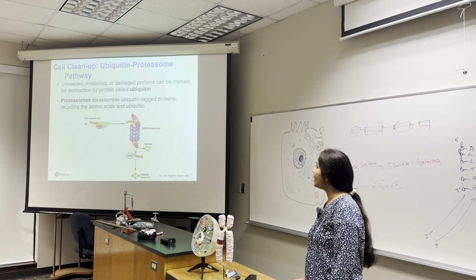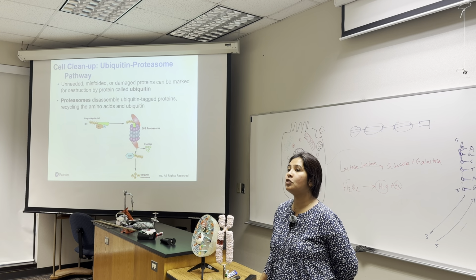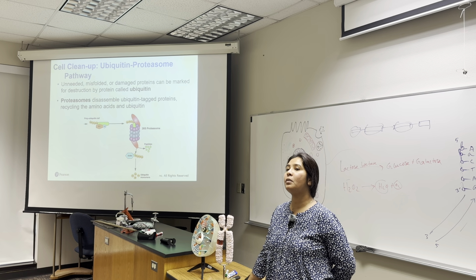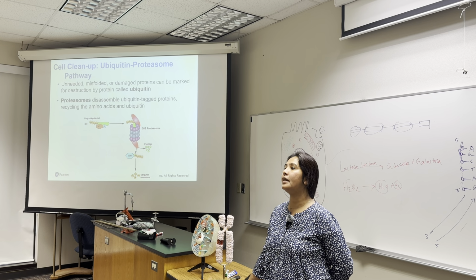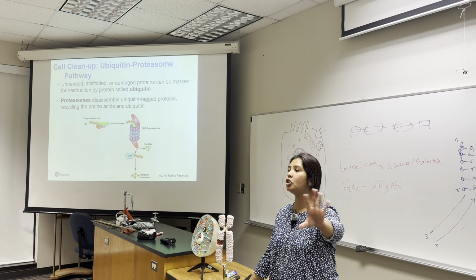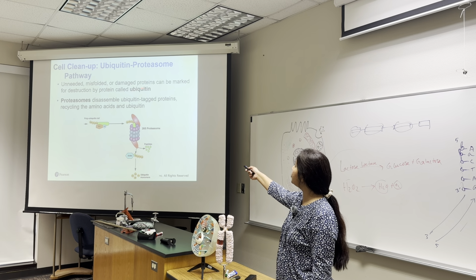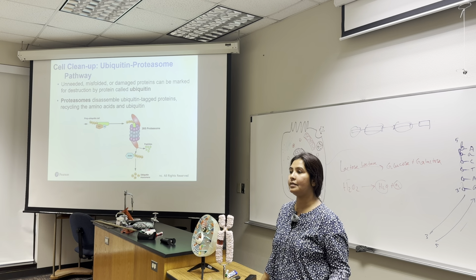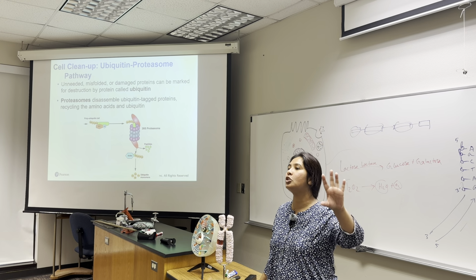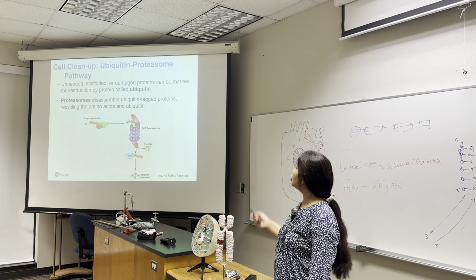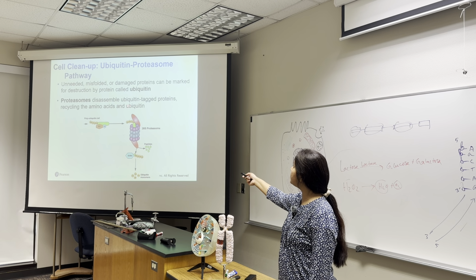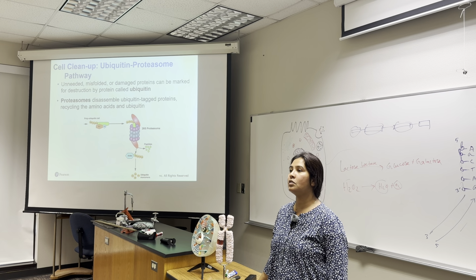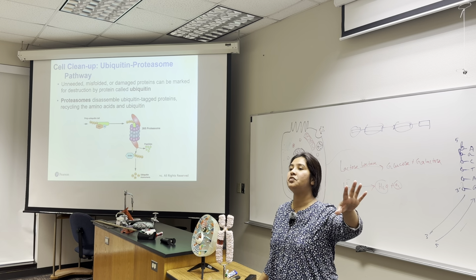Now, the cell cleanup pathway. So for example, a lot of the tacos that you made probably did not come out good. So nobody's going to eat that. What are you going to do? You're going to tell them these are not good. So your cell actually tags some proteins for destruction. We call it ubiquitin. When a protein is attached to ubiquitin, this is not good anymore. You want to destroy it. So to destroy it, you have the proteasome disassemble the ubiquitin-tagged protein and recycle the amino acids and the ubiquitin. So this is for destruction. So you just recycle it.